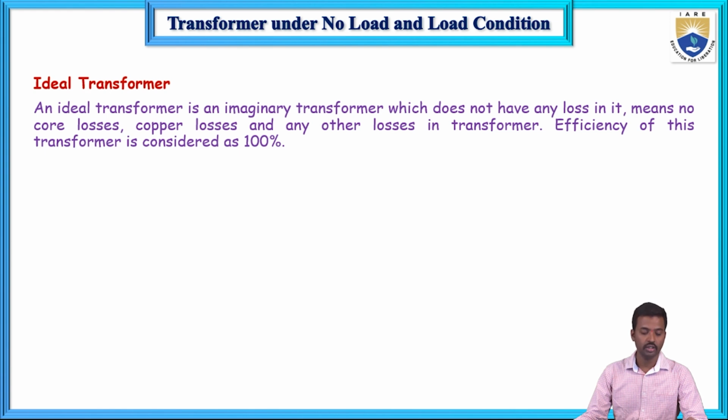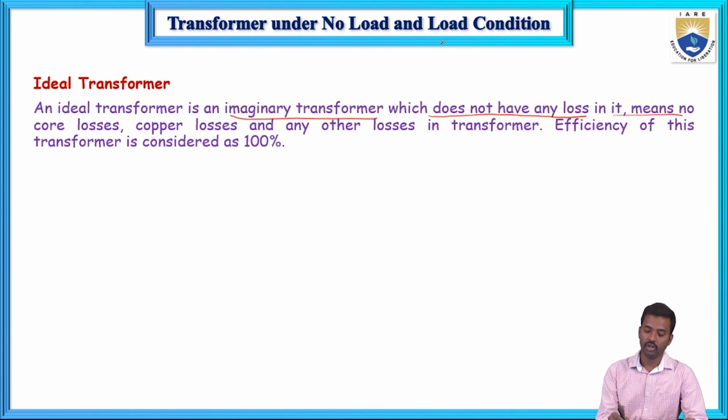Before explaining load condition and no load condition, I would like to explain ideal transformer and practical transformer. What is the difference between ideal transformer and practical transformer? An ideal transformer is an imaginary transformer which does not have any loss, meaning no core loss, no copper loss, and no other losses in the transformer. Efficiency of transformer is considered as 100%.